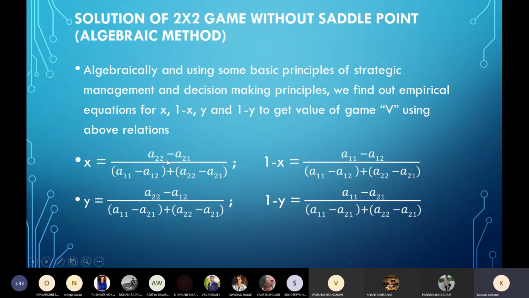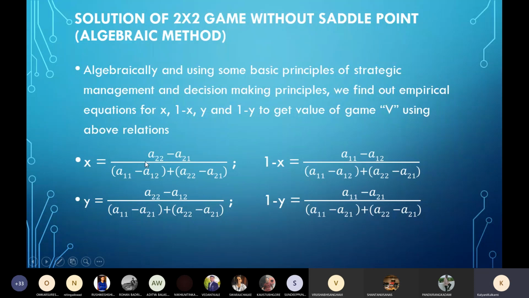Remember how x is defined. X is a22 minus a21 upon a11 minus a12 plus a22 minus a21. So the second term is same as your numerator. Okay, वरचं लक्षात ठेवायचं आहे a22 minus a21 this is x and y is a22 minus a12 एवढं लक्षात ठेवायचं आहे. If you remember what is x, what is y, no need to separately remember what is 1 minus x, 1 minus y. You can easily solve it by actually carrying out 1 minus x, 1 minus y. So you try to remember what is x and y first.